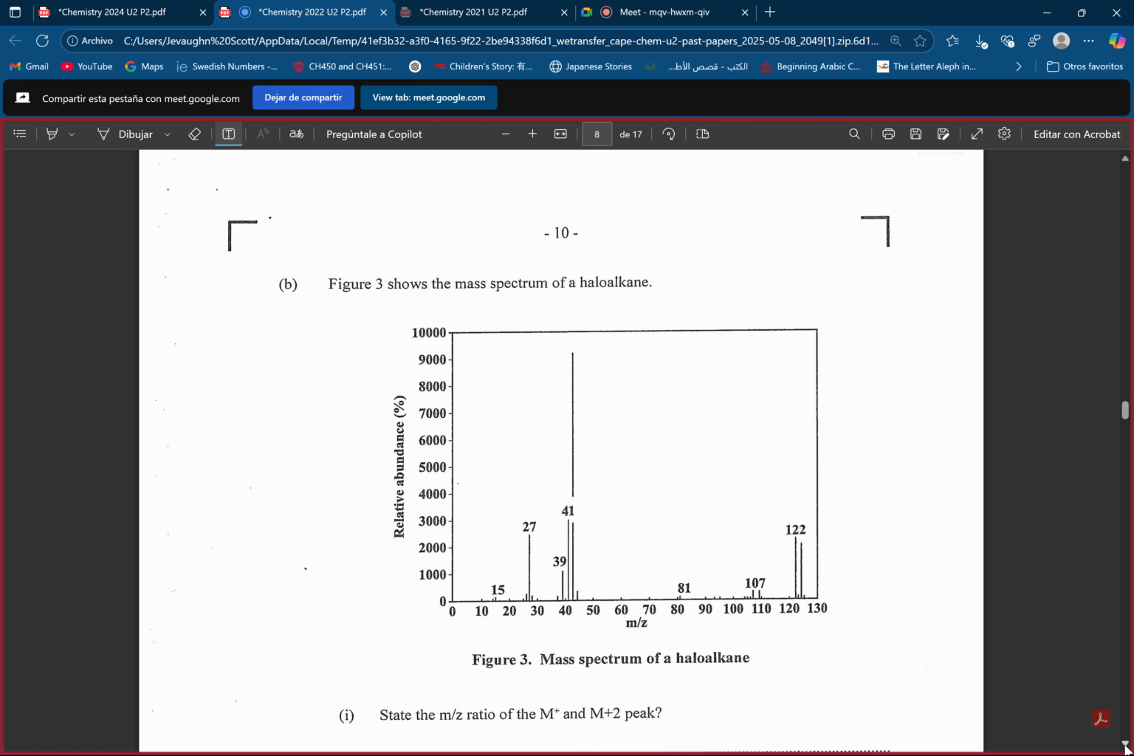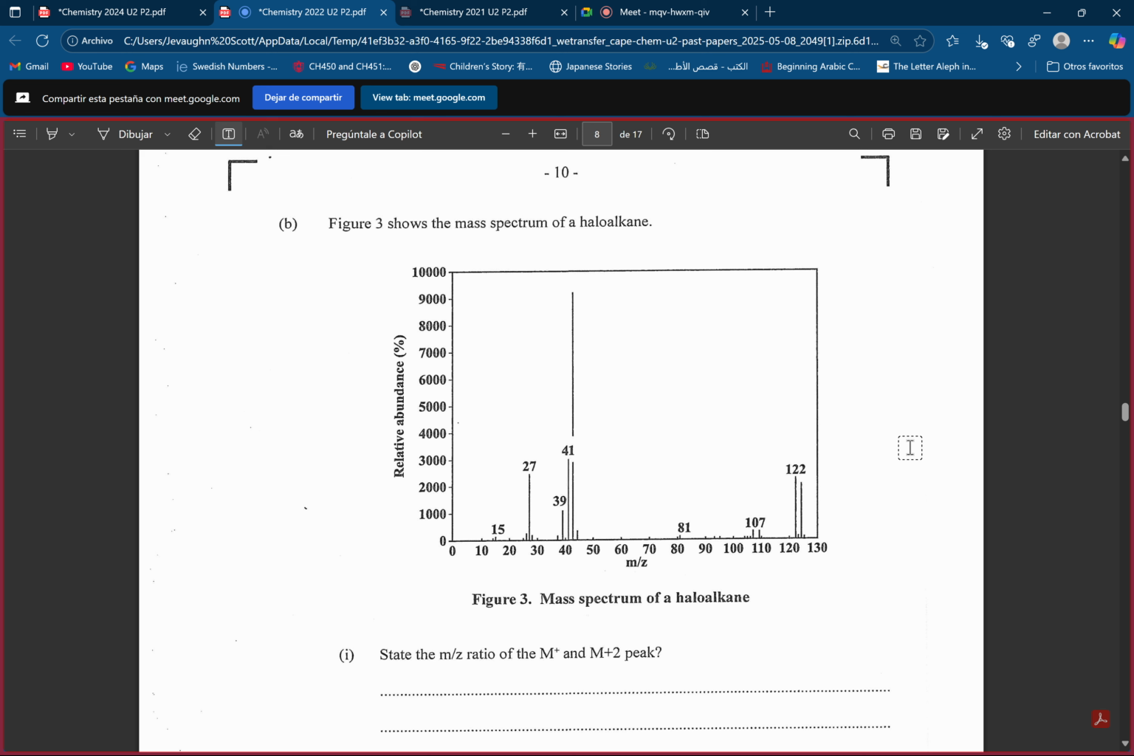All right. Lovely. Let's look at the mass spectrum. Figure 3 shows the mass spectrum of a haloalkane. State the mass charge ratio of the M plus peak and the M plus 2 peak. What is another name for the M plus peak? Molecular ion peak. Lovely. All right. So what is the mass charge ratio at the M plus peak?